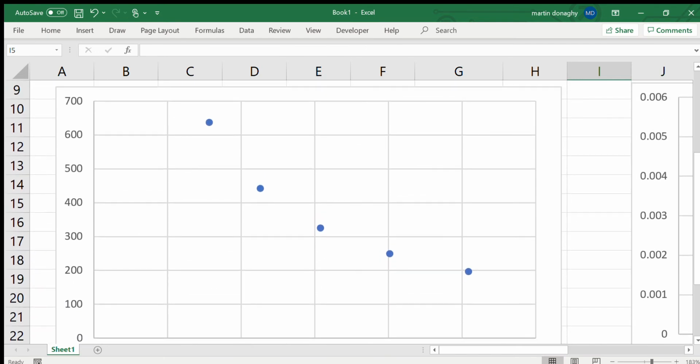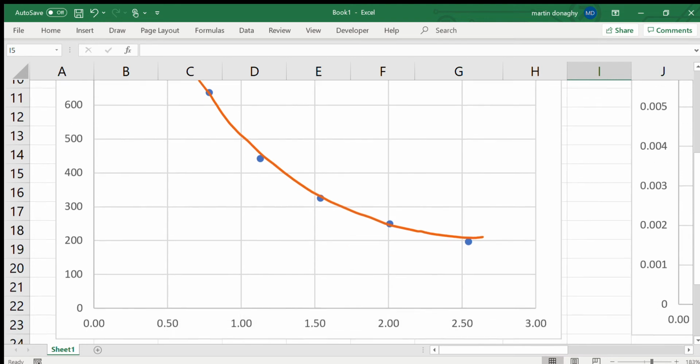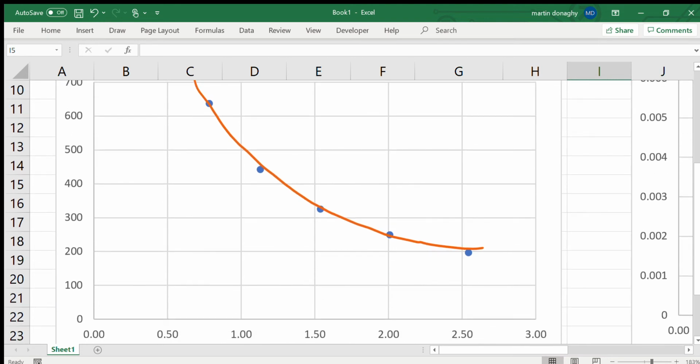We should get something that looks like a curve. I'll try and draw this on the screen, and a nice smooth curve through it. What we can tell from that is, when it's decreasing and doesn't touch either axis, what sort of relationship can we possibly have? We might look at inverse proportionality.